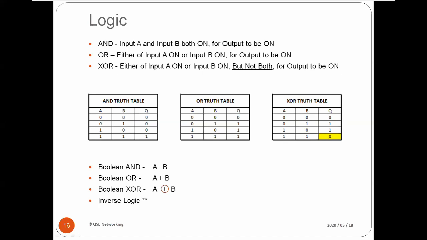And in Boolean, here is the Boolean expression. It's A dot B, so AND. So if you had 16 inputs, it would be A dot B dot C dot D, etc. For OR, if you had 16 inputs, it would be A plus B plus C plus D plus, etc. And exclusive OR is A and B with a circle around the plus.